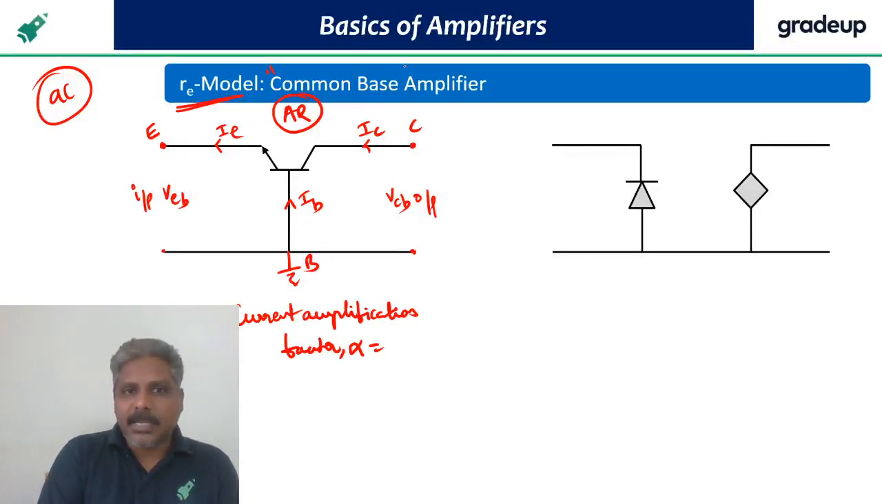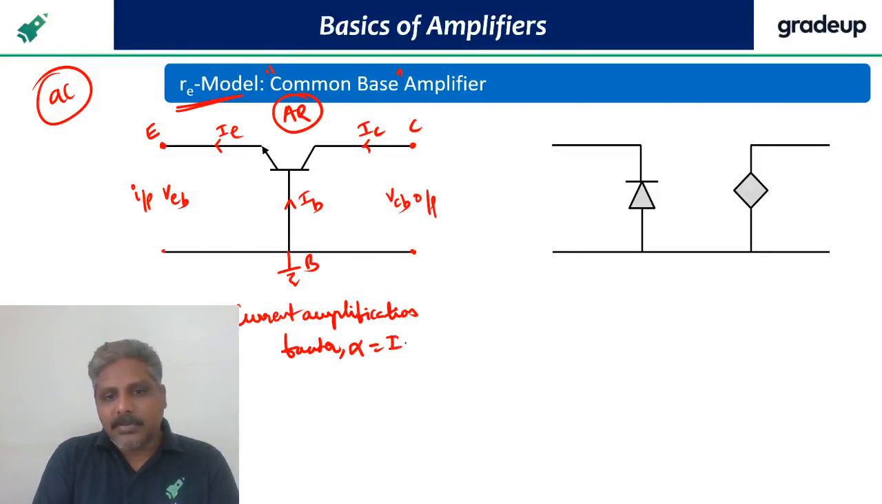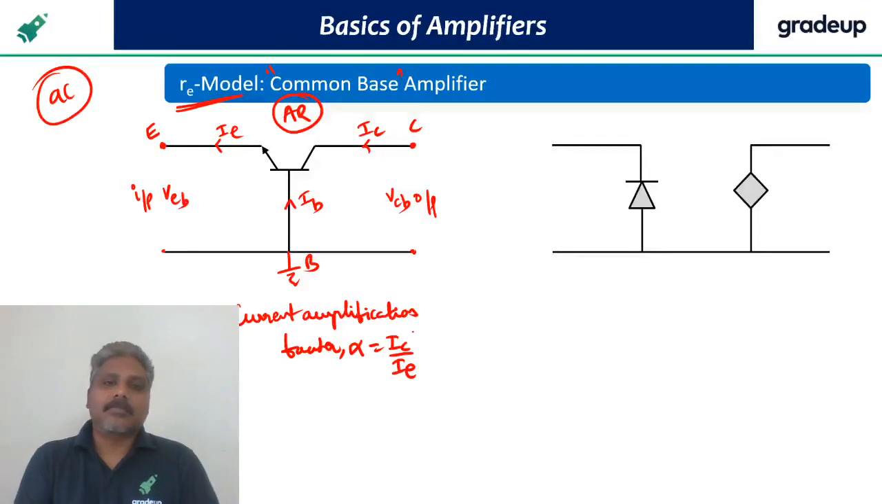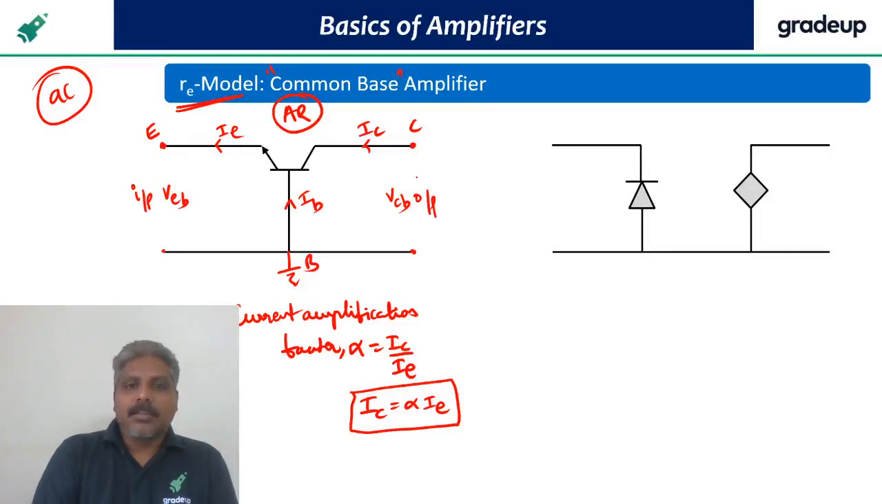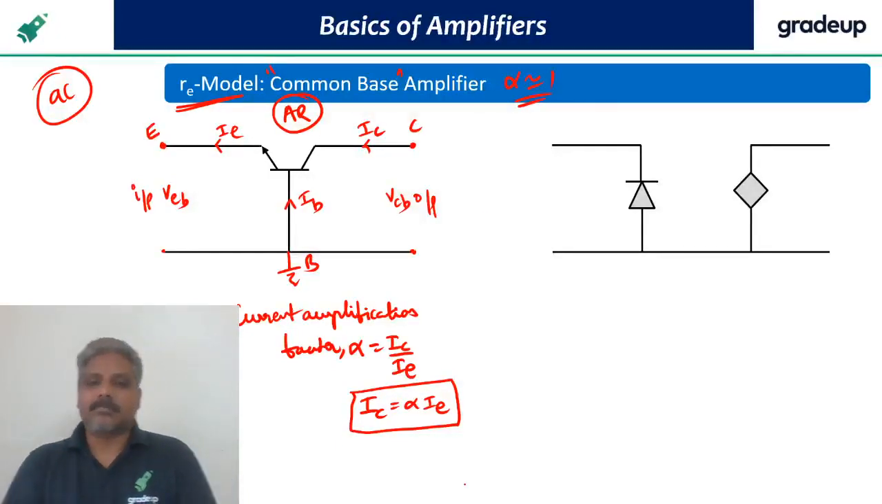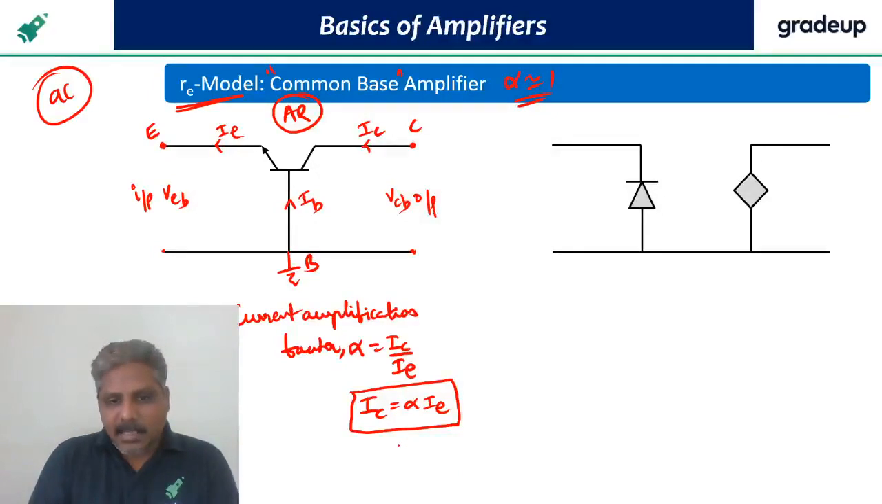Common base, current amplification factor is denoted with alpha. What is alpha? Output current divided by input current. Output current is IC, input current is IE. So can I say from this IC equal to alpha times IE? You know what alpha is? Alpha is current amplification factor whose value is always close to 1. So can I say IC is almost equal to IE, because alpha is almost equal to 1.